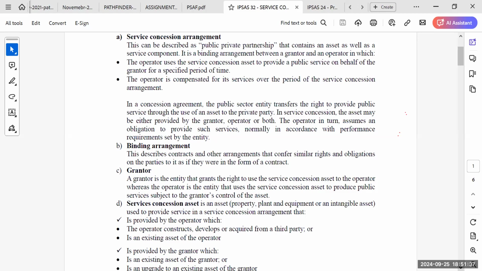Okay, this is an asset. When do we recognize it? We are going to be looking at that right now. Very simple exercise. So a service concession asset is an asset, property, plant, and equipment. It can be intangible.